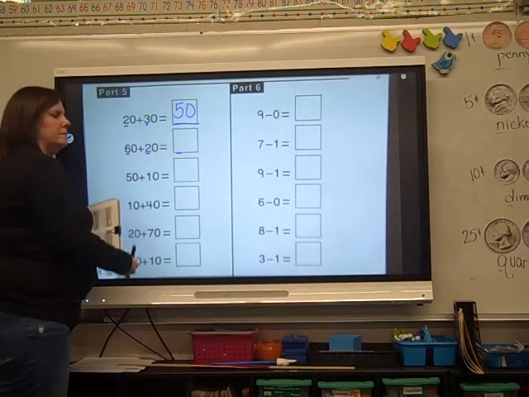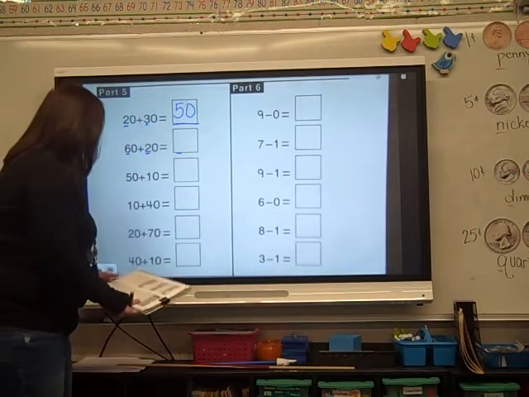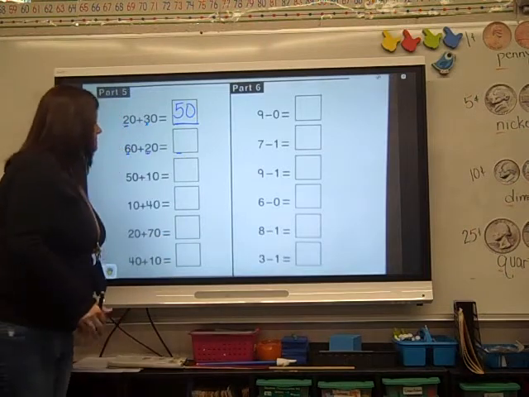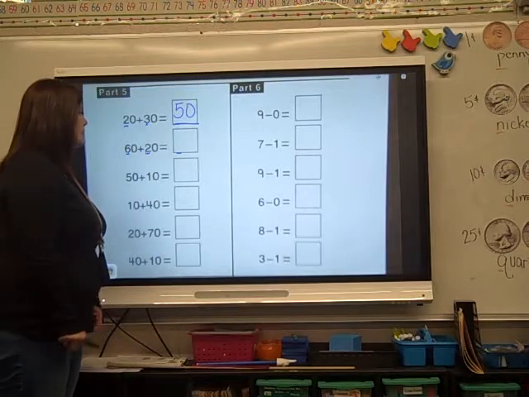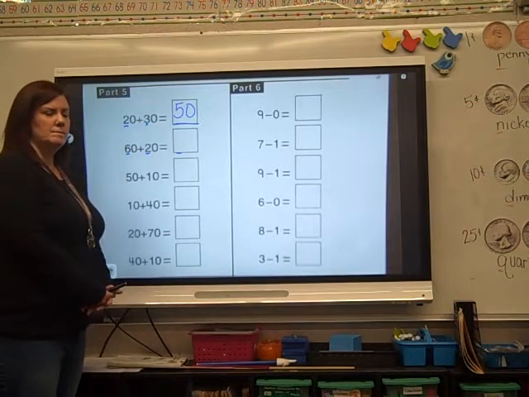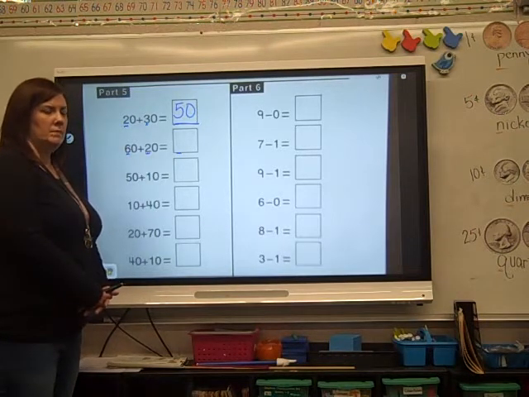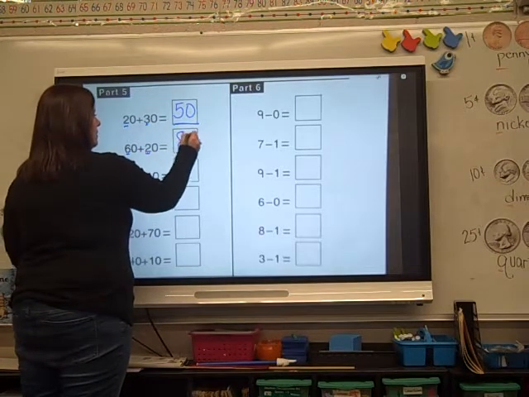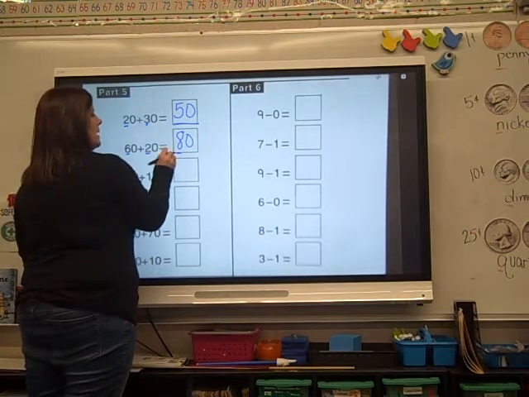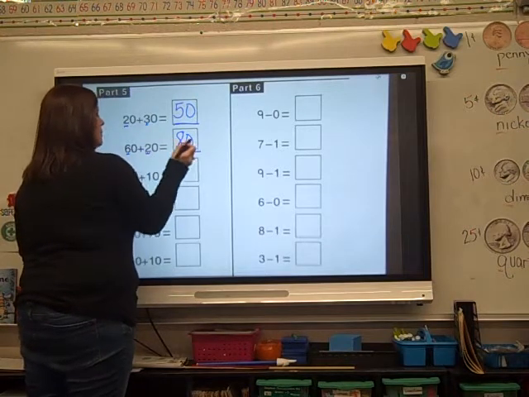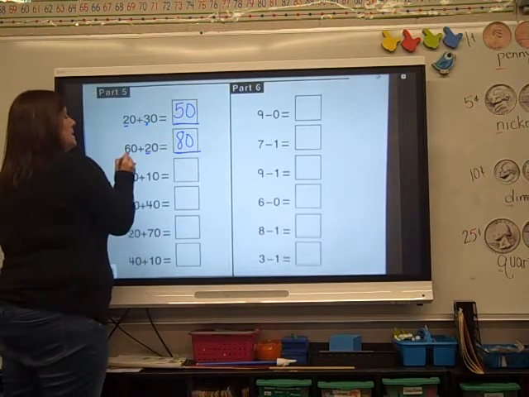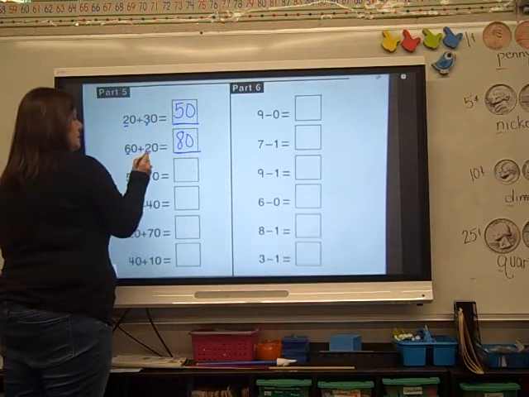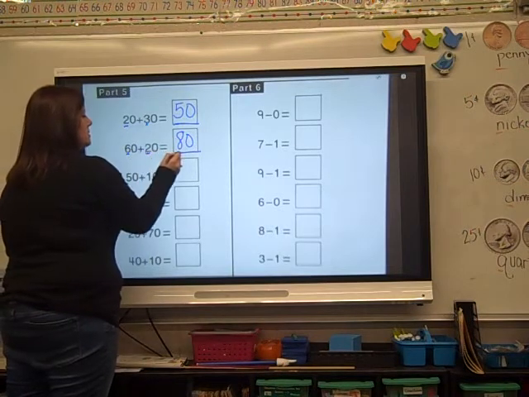Write it right there. Do that on your number line. Did you get 8? Then put your 0. So read the number. Ready? 80. Read the problem. Go. 60 plus 20 equals 80.